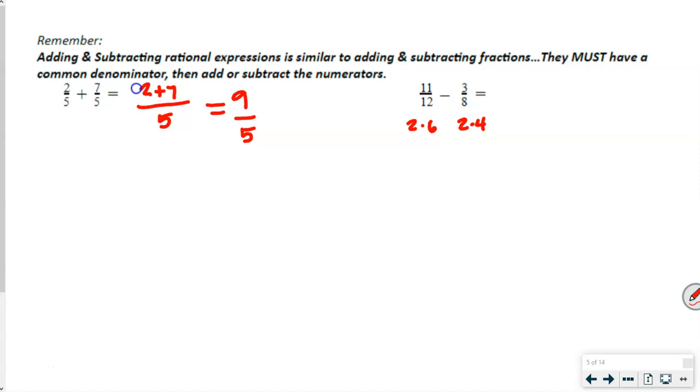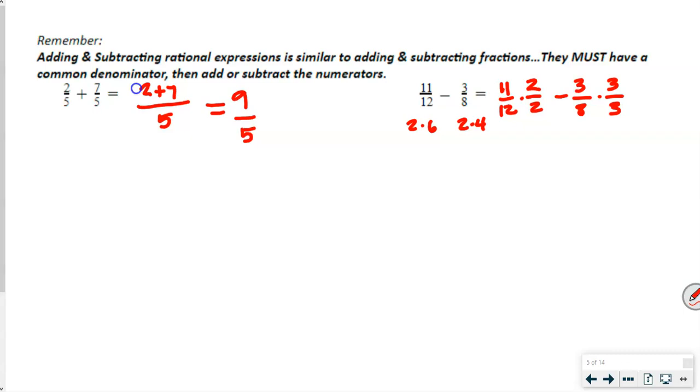So we are going to do 11/12 times 2 over 2, because that's going to give us 24 in the denominator, and 2 over 2 is 1, so we're not changing the fraction there. And then we're going to subtract from it 3 over 8, and what do we have to multiply 8 by to get 24? 3, right? So we're going to multiply that by 3 over 3.